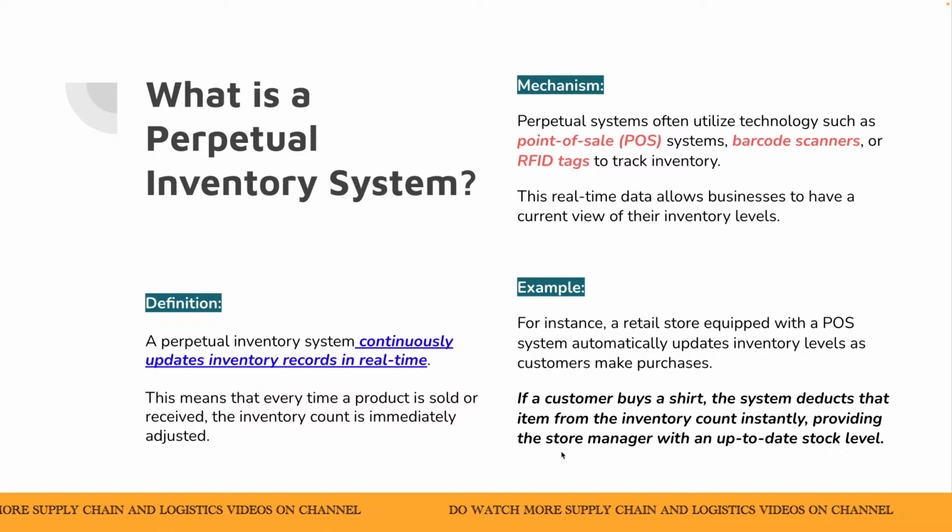It is quite a manual work, but still, because it is a connected system across multiple stores, the user will know how much inventory is available in a particular store or warehouse. So this is a perpetual inventory system. It works at the time of sale or at the time of receiving any inventory. As an example, take any retail store equipped with a POS. It automatically updates the inventory level. Let's say a customer buys a shirt, the system deducts that item from the inventory count instantly, providing the store manager with the up-to-date stock level.